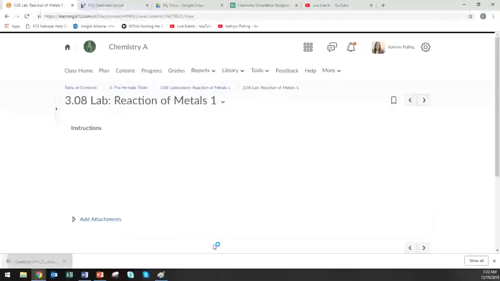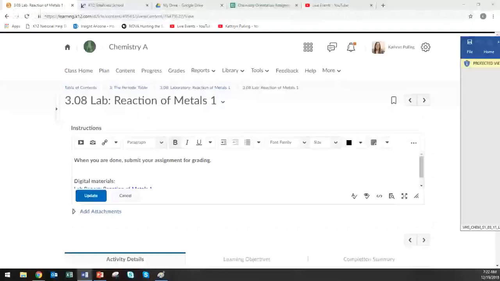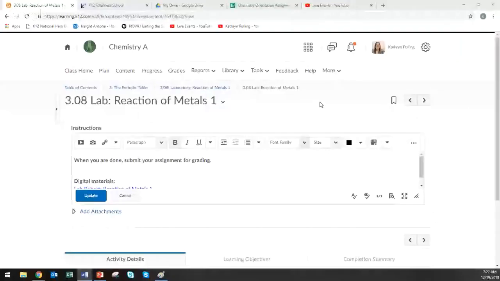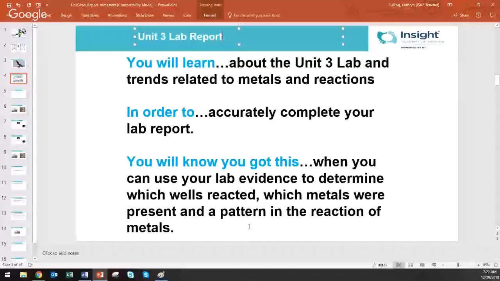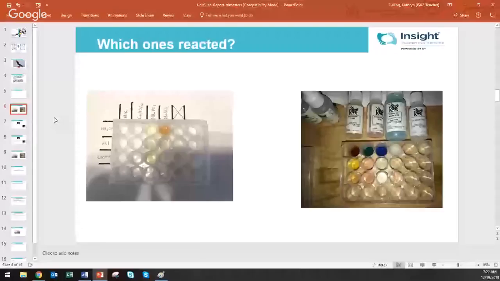But let's go through and kind of take you through how to use your data to answer those questions. First question is, which compounds or substances resulted in a chemical change? So I've got sample data here in case you have any. And based on what you're seeing, circle the ones you think are reacting.